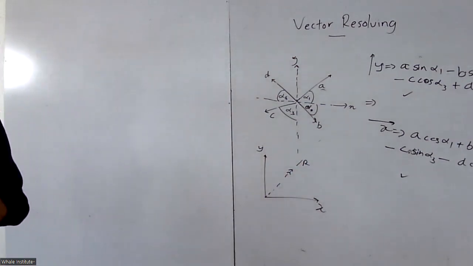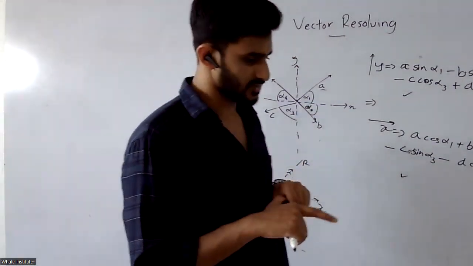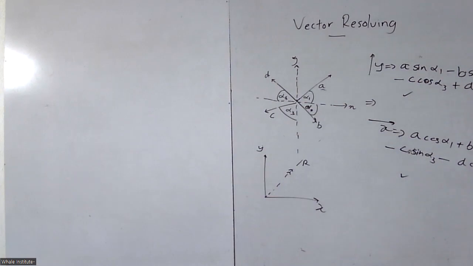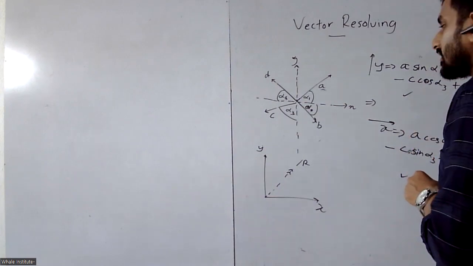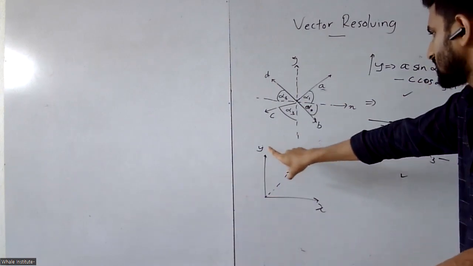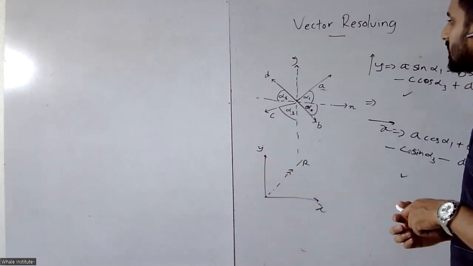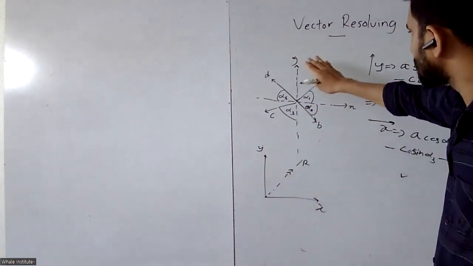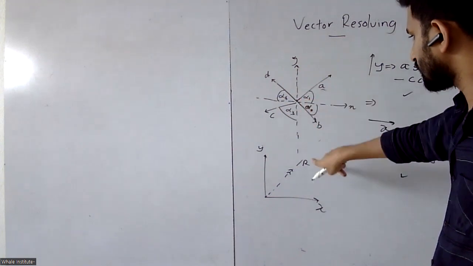We can get a resultant vector using these resolving methods. First, we have to resolve all the vectors in two directions. They should be perpendicular. And then we can get the resultant of these two vectors. And we can finally represent all these vectors in the system using one resultant vector.